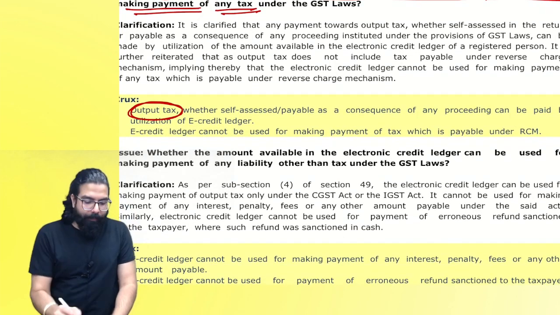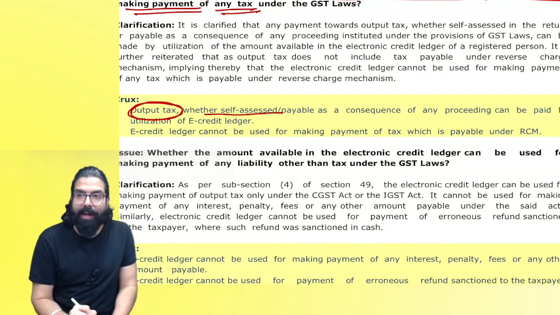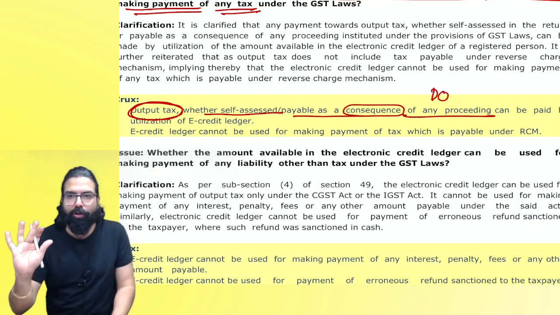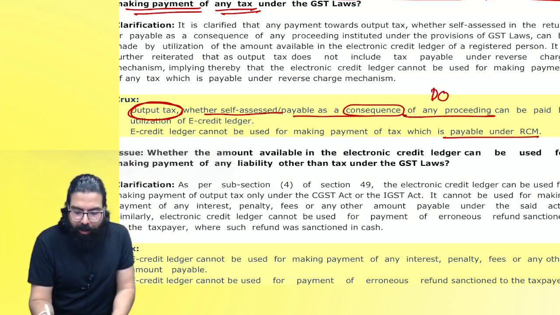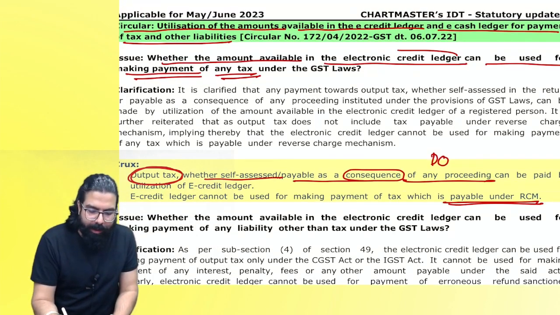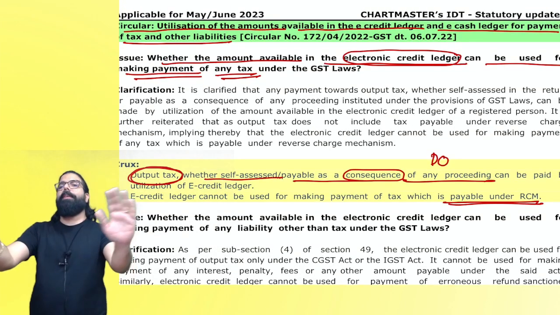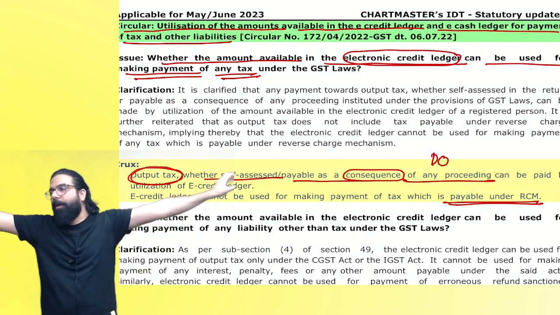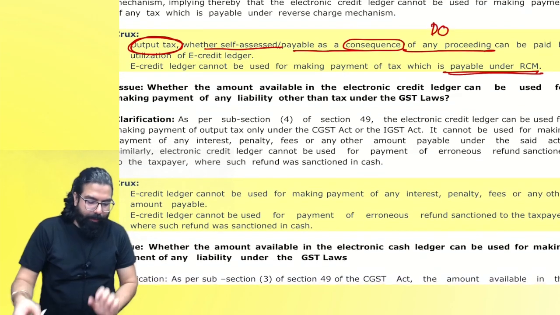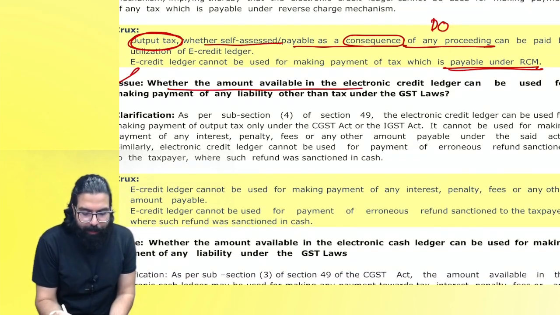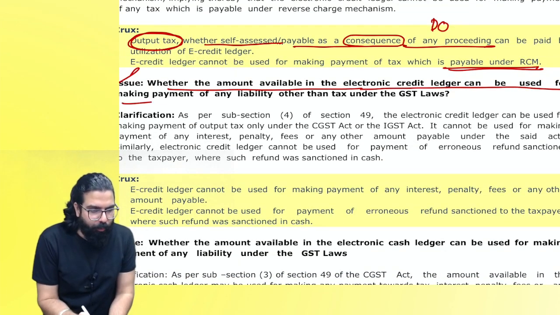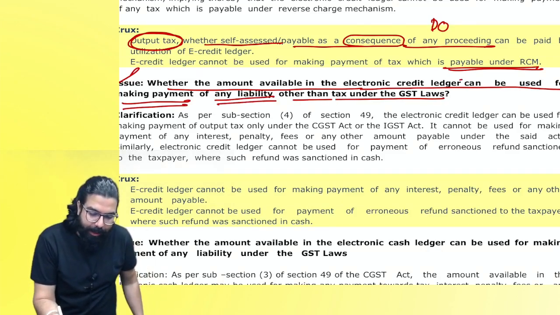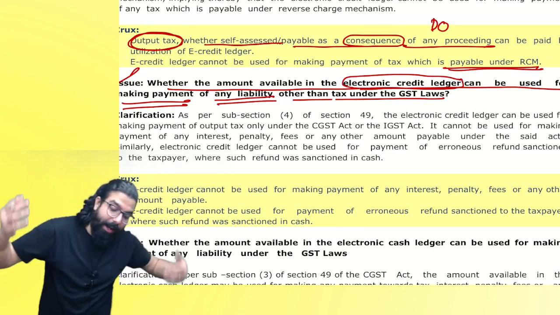Are we clear, everyone? You will not see any self-assessed tax or any payable as a consequence of proceeding. Means any demand order amount also you can pay. But you can't pay your reverse charge liability using your e-credit ledger. Baba, the e-credit ledger can only be used for output tax or any demand amount which has come. Can I go ahead, everyone? The next question. Whether the amount available in the e-credit ledger can be used for making payment of any liability other. Baba, e-credit ledger, can you go ahead and use to pay any liability?